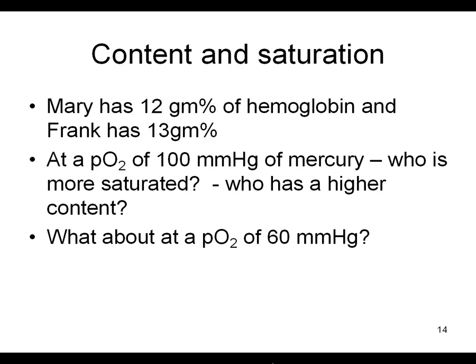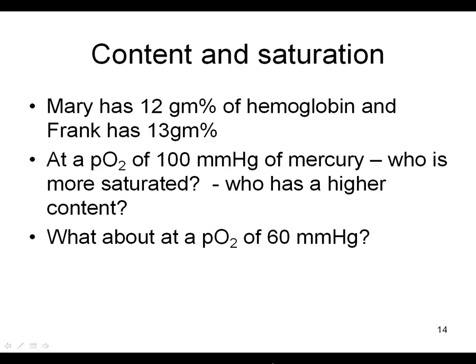So I'm going to tell you about a couple of people. One person's name is Mary, and the other person's name is Frank. And Mary has 12 grams percent of hemoglobin. What does that mean? That means every deciliter, or every 100 mils of her blood contains 12 grams of hemoglobin. That's the way we express the concentration of hemoglobin, so that we don't have to deal with the fact that Mary may be a smaller person and may have a smaller blood volume than Frank does. So Mary has 12 grams percent of hemoglobin, and Frank has 13 grams percent. So Frank has more carrying sites for oxygen.